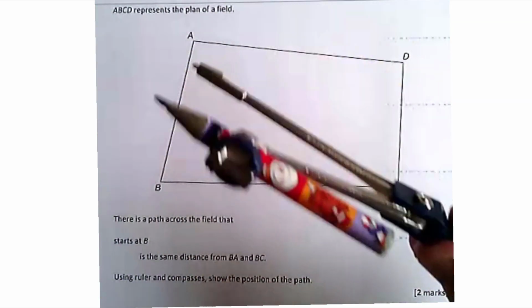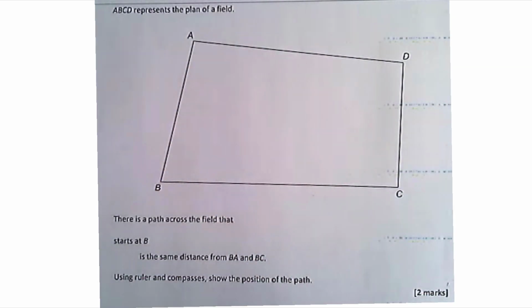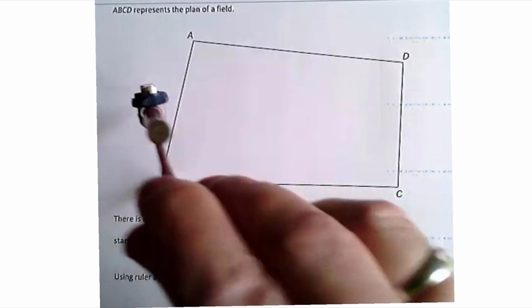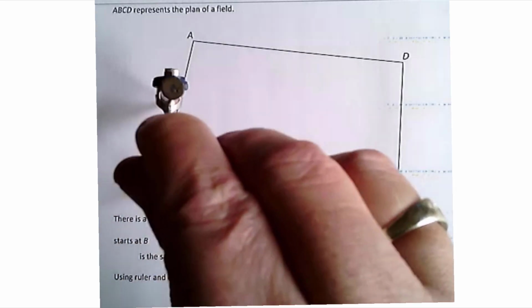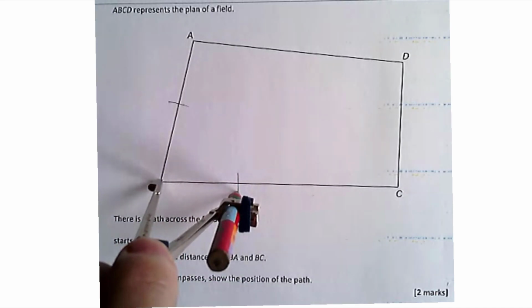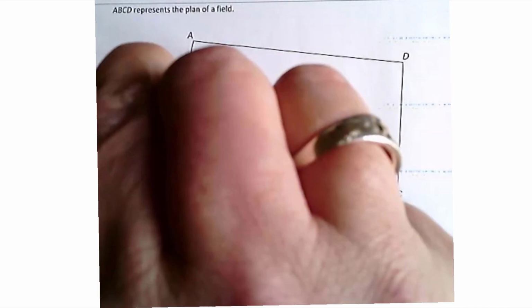Right, what we need to do is to create an angle bisector at B. So putting your compass point at B, draw an arc that crosses BA and BC at the same distance, without changing the aperture. And then move the compass point to the mark that you made and draw a mark in the middle.